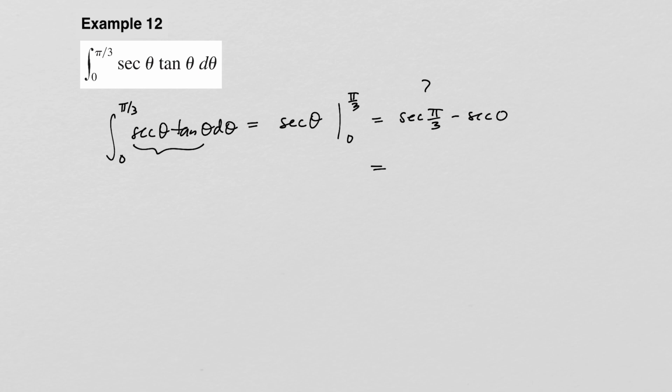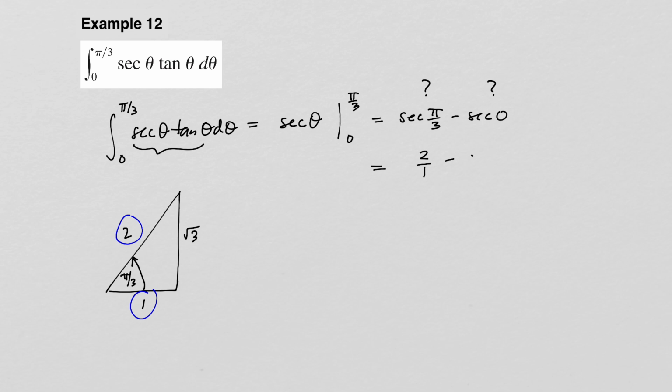And then once again, it's all about knowing what are these values. Well, what is the secant of pi over 3? Well, again, if you think of an angle that is pi over 3, that's a 60-degree angle. The sides of the triangle corresponding to that would look like this. And secant is the hypotenuse divided by the opposite. So it is 2 over 1. And then secant of 0 is 1, because cosine of 0 is 1. And 2 minus 1 is 1.